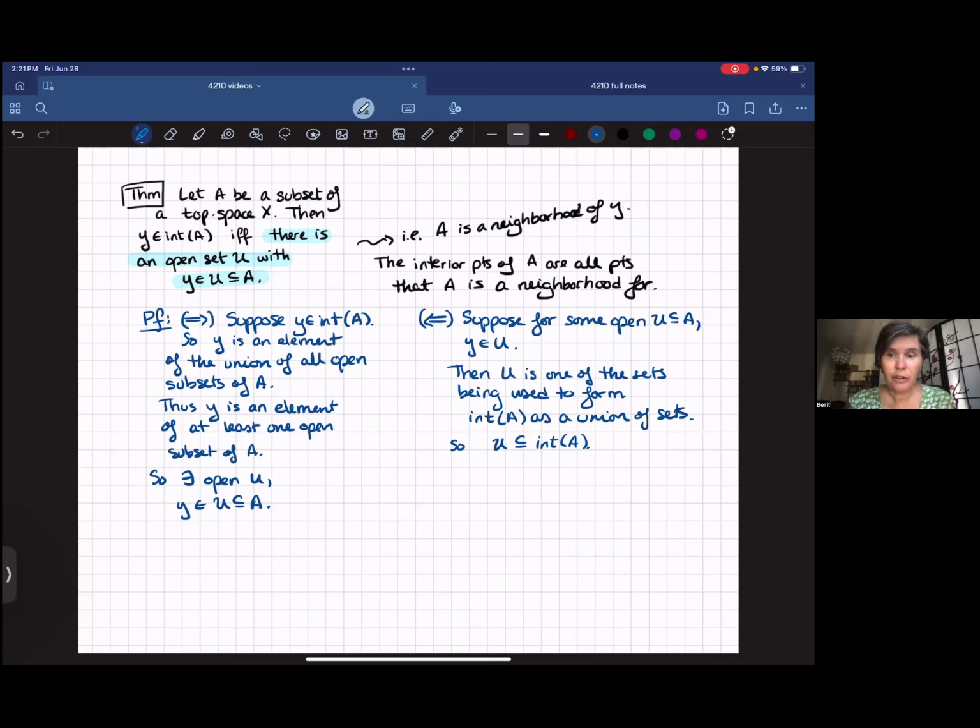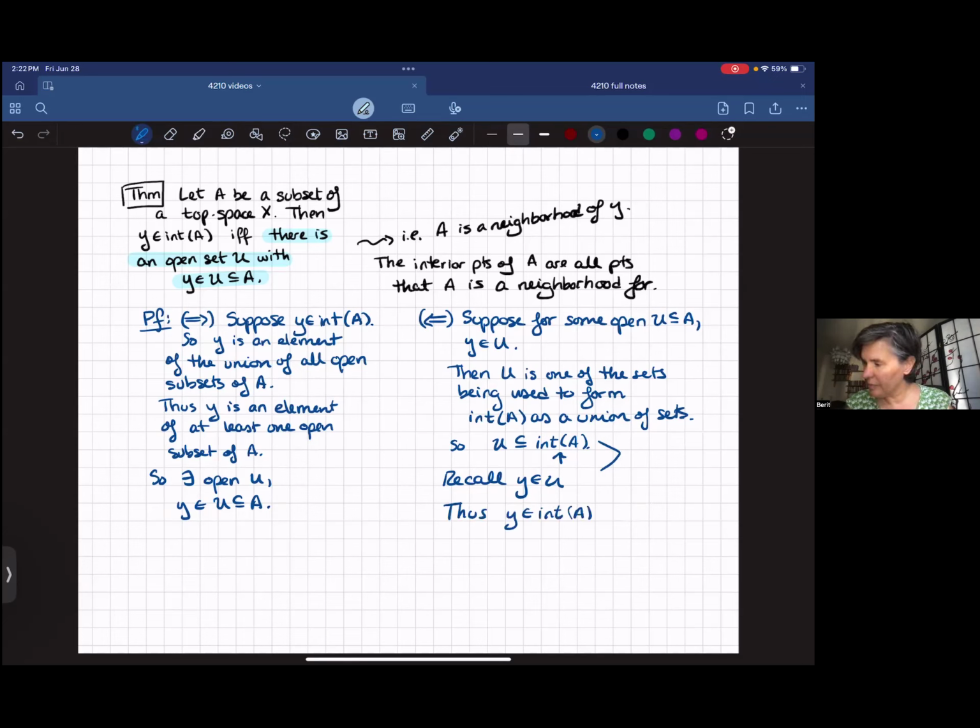Another way to say that is that the interior of A is the largest open set contained in A. Interior of A is the largest open set inside of A. U is some other open set inside of A. And so U has to be inside of the interior because this one's the biggest. Okay, the interior of A is the biggest. All right. And then recall, y is in U. So y is in U and U is a subset of the interior. That tells me that y is in the interior.